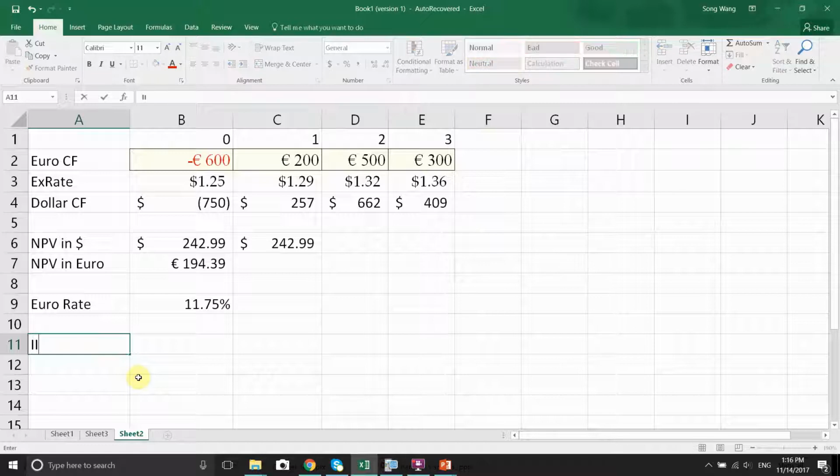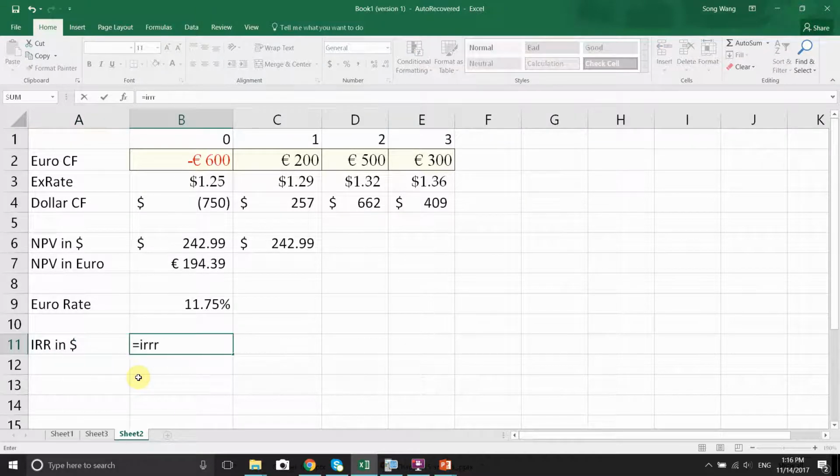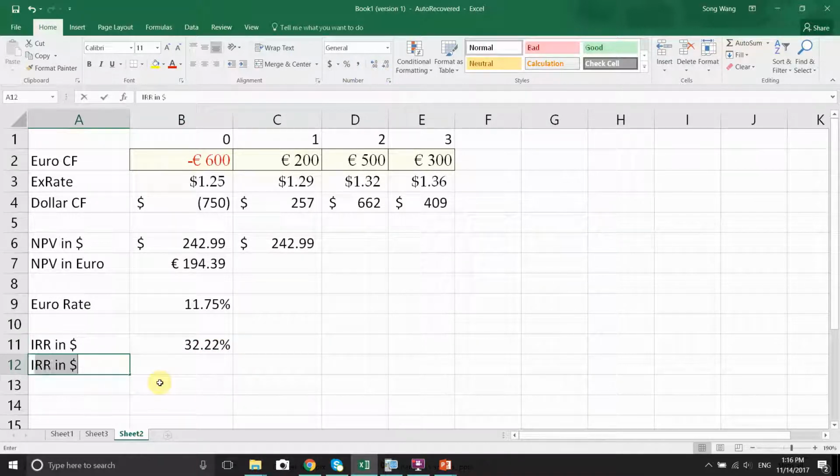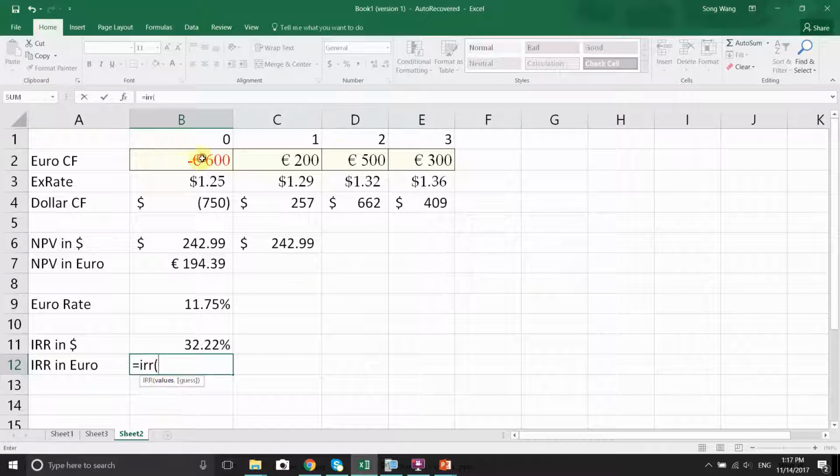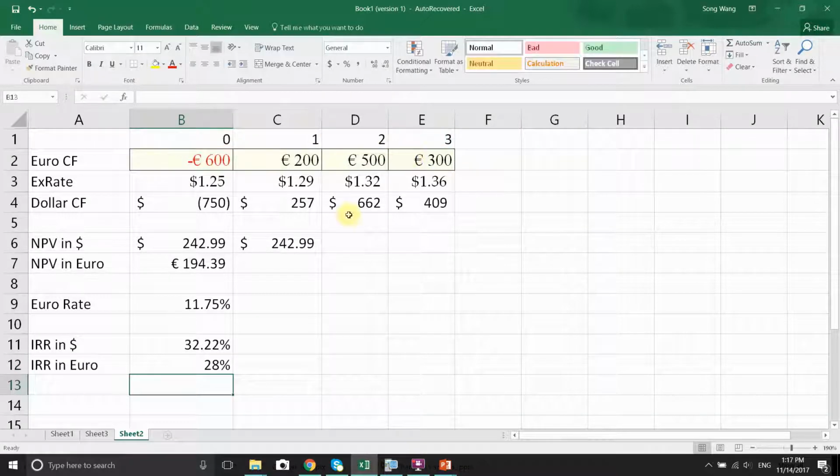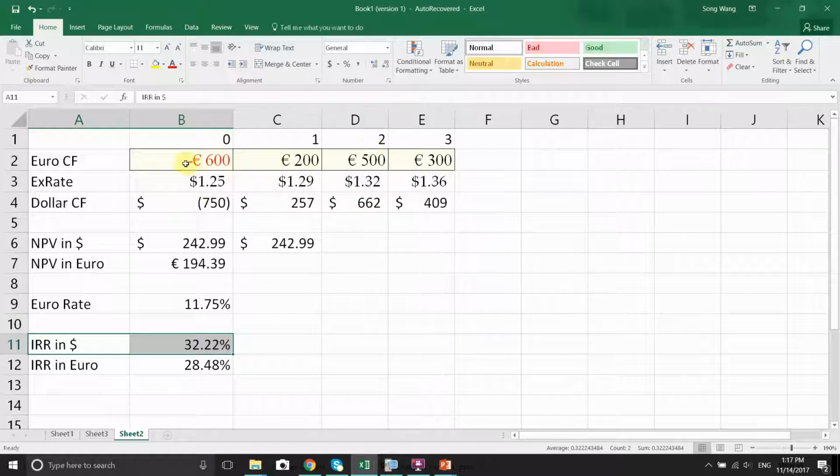If you try to get the IRR, the internal rate of return, in dollar terms, it's very easy. You just use the IRR formula, get all the values. So that's the IRR, 32%, or 32.22%. If you want to get an IRR in euro terms, it would be the IRR based on the euros. It's 28.48%.